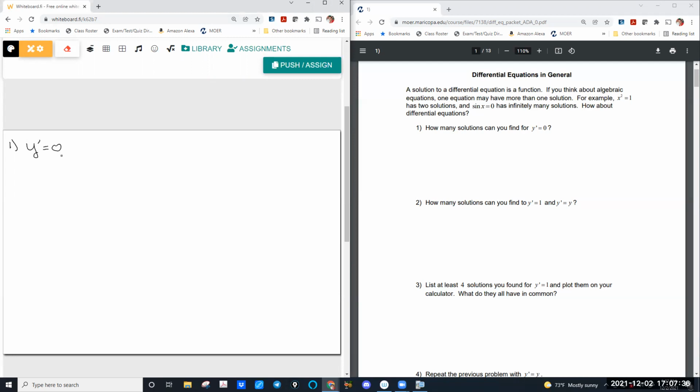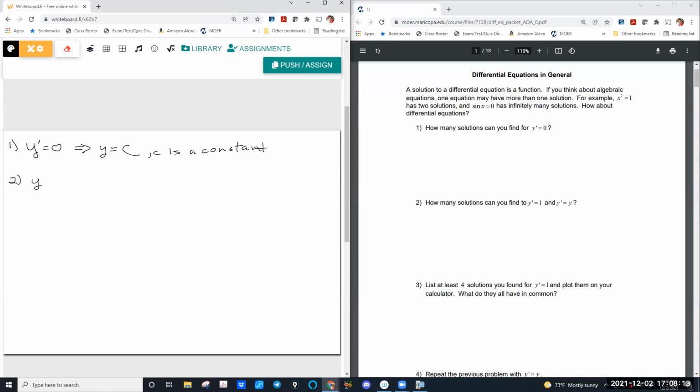And you can respond in chat, or if you want to turn on your mics, whatever's easier for you. How many functions? Yeah, go ahead, Mark. Infinitely. Infinite, because if it's like, yeah, all constants. Nice job. You guys all 3 got it. There's infinitely many, right? Because the solution to this would be y equals c, where c is a constant. So any constant has the derivative of 0. All right.